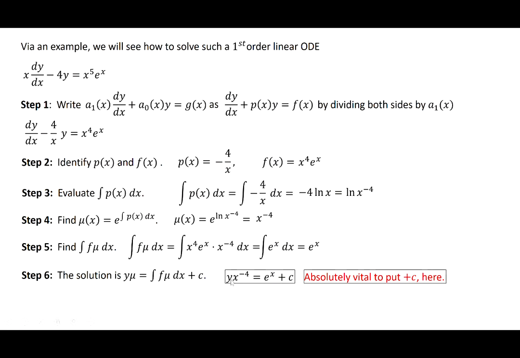Now, would you agree y itself is e to the x times x to the 4 plus c times x to the 4. What did I do? I multiplied both sides by x to the positive 4. So y equals x to the 4 e to the x plus cx to the 4. If you do not put that plus c here, you will completely miss out that term cx to the 4. Missing a plus c itself is a blunder, but missing a plus cx to the 4 would be an egregious blunder, right? That is why you must put a plus c in this solution process at the end.